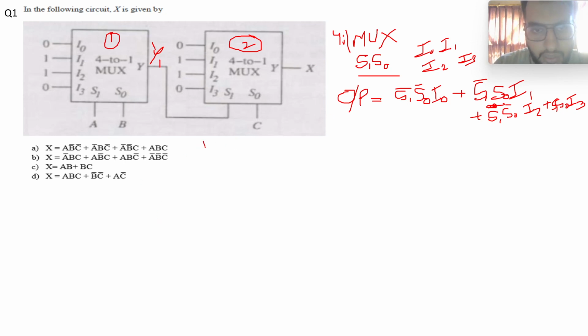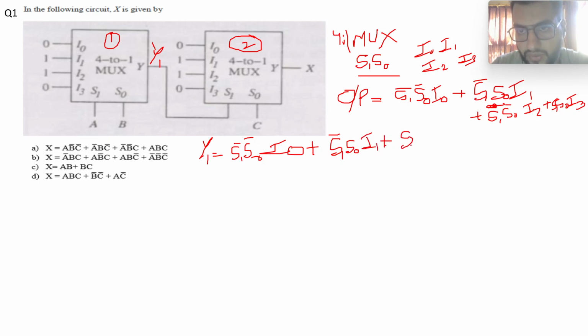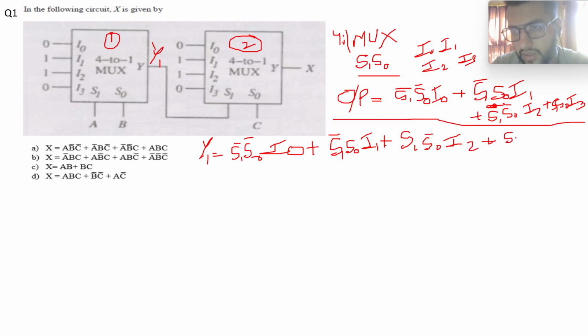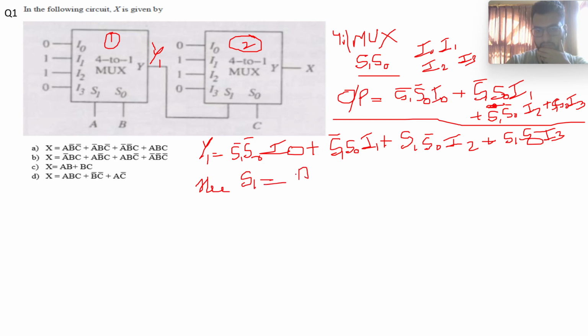Based on this equation, we can write Y1 as S1 bar S0 bar I0 plus S1 bar S0 I1 plus S1 S0 bar I2 and finally S1 S0 I3, right? So here what we have is S1 S0 as AB. S1 is equal to A and S0 is equal to B. This is for mux 1.